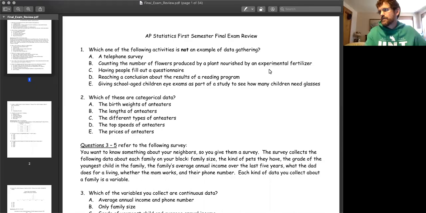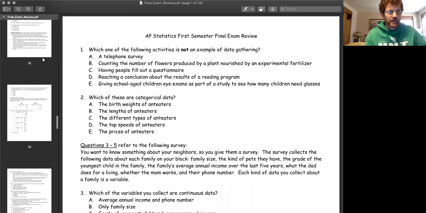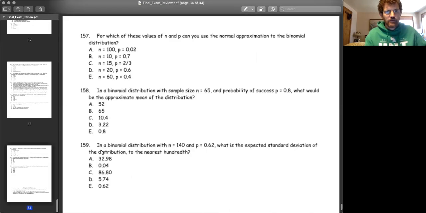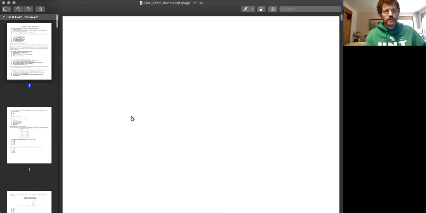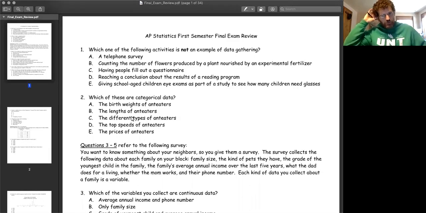So as far as what we're doing with this, it's a huge document, I'll let you know. 159 questions on this. First of all, you're not going to need to go through all 159 of them whenever I post this. There's a number of these that are just straight up skip these questions. Don't worry about these at all.